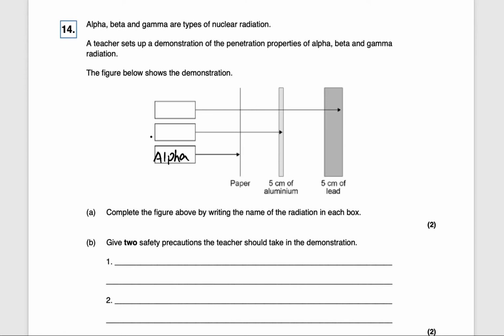5 centimeters of aluminium is going to be beta, and 5 centimeters of lead is going to be gamma. Okay, and that will get you 2 marks.